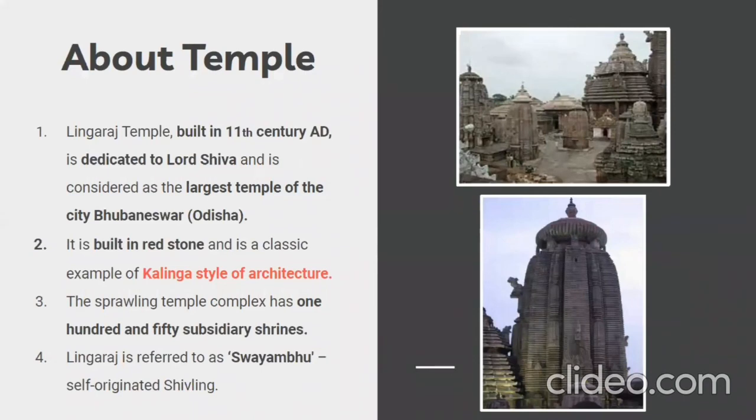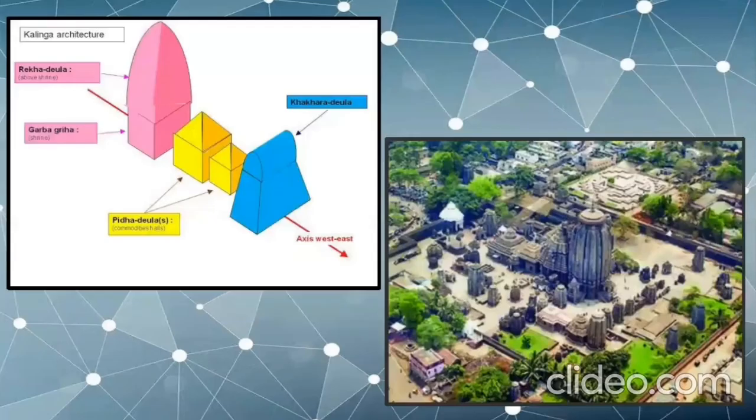It was built in the 11th century and is dedicated to Lord Shiva. It is considered the largest temple of the city Bhubaneswar, which is built in red stone and is a classic example of Kalinga style of architecture. The sprawling temple complex has 150 subsidiary shrines. The temple is referred to as Swayambhu, which is known as a self-originated Shiva.